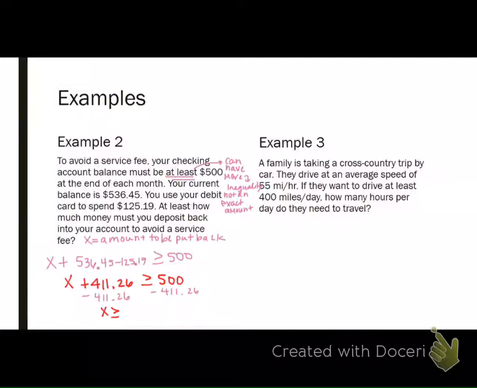I got $88.74. Yep, I got that. $88.74. Perfect. Are you hitting that button to change it? Well, that's just what I get normally, the fraction. You just have to change it with the S to D button. So you must put back at least, so notice I'm using that wording, at least $88.74.